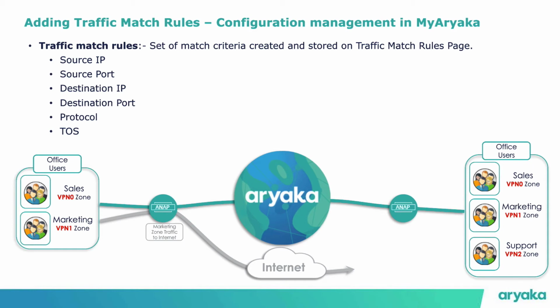For example, if you need to redirect traffic of users from the marketing department in the San Francisco site to the internet, you should create a traffic match rule to identify such traffic and map it to the local policy on the ANAP in the San Francisco site. The San Francisco ANAP will match the originating traffic from the marketing department and redirect the traffic to the internet.